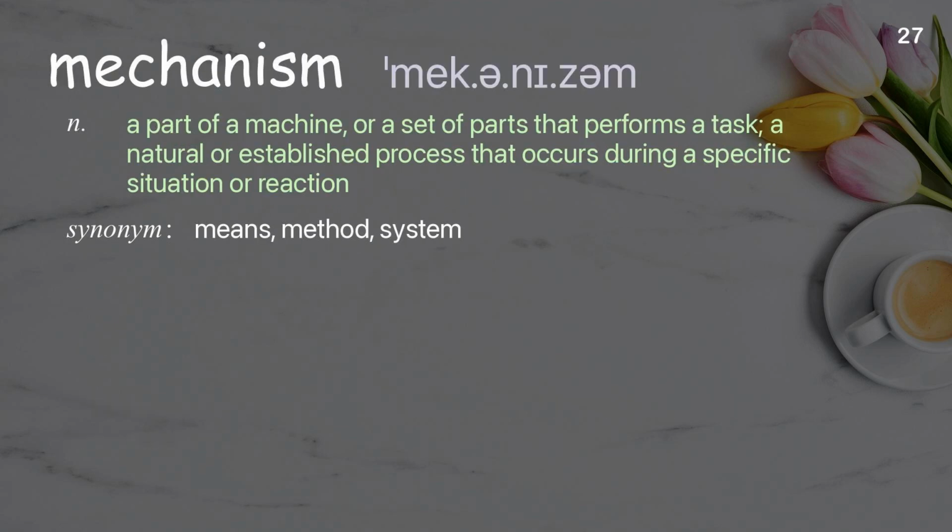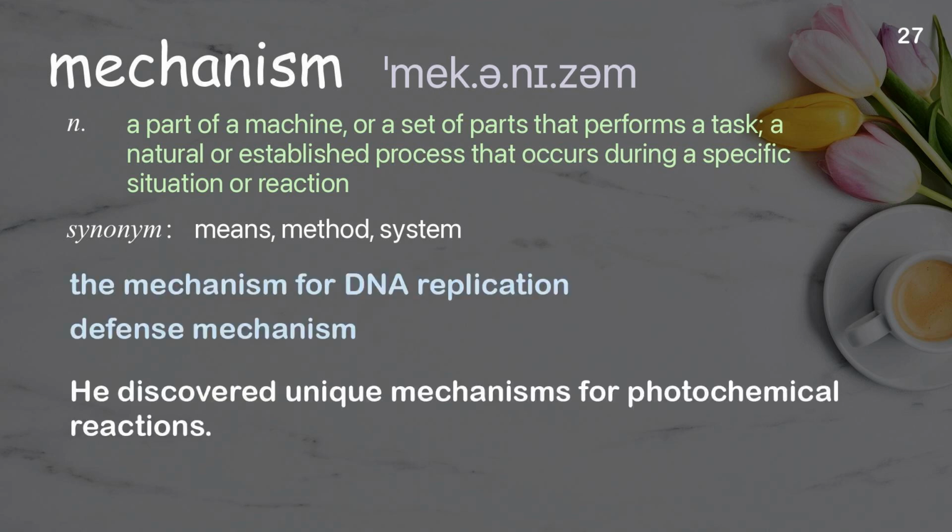Mechanism. A part of a machine, or a set of parts that performs a task, a natural or established process that occurs during a specific situation or reaction. Examples: the mechanism for DNA replication. Defense mechanism. He discovered unique mechanisms for photochemical reactions.